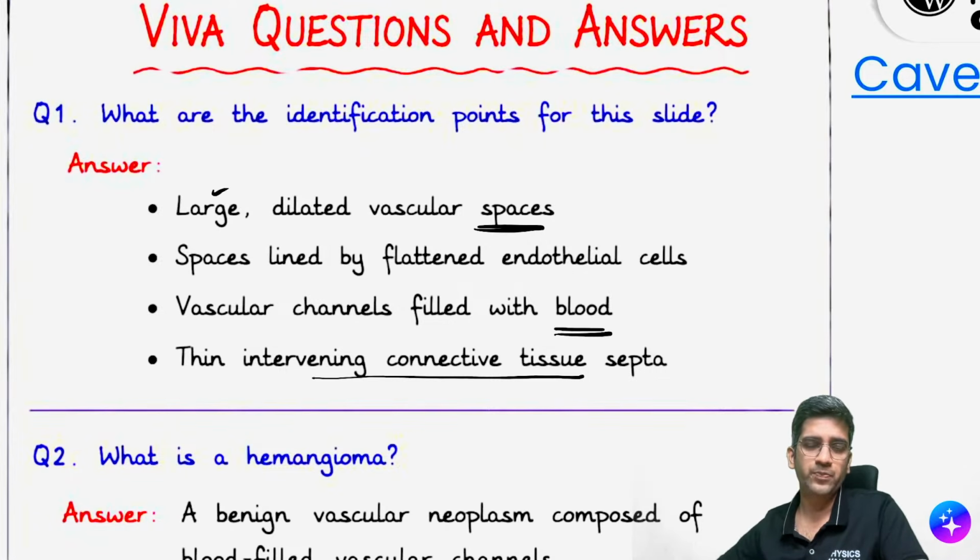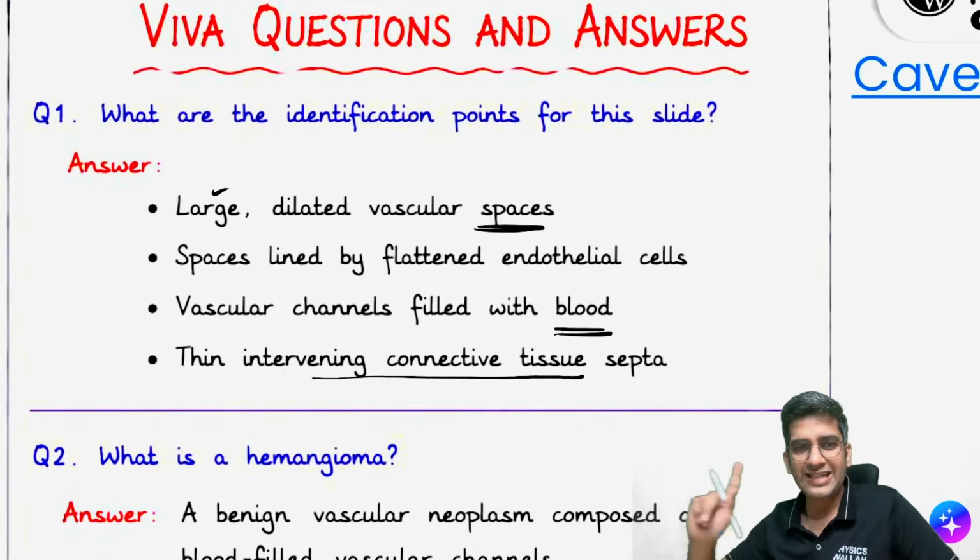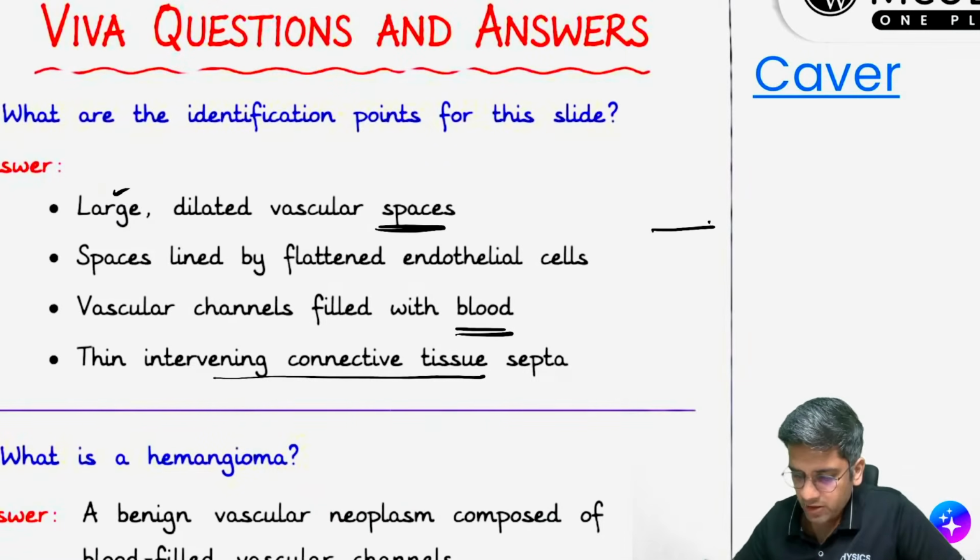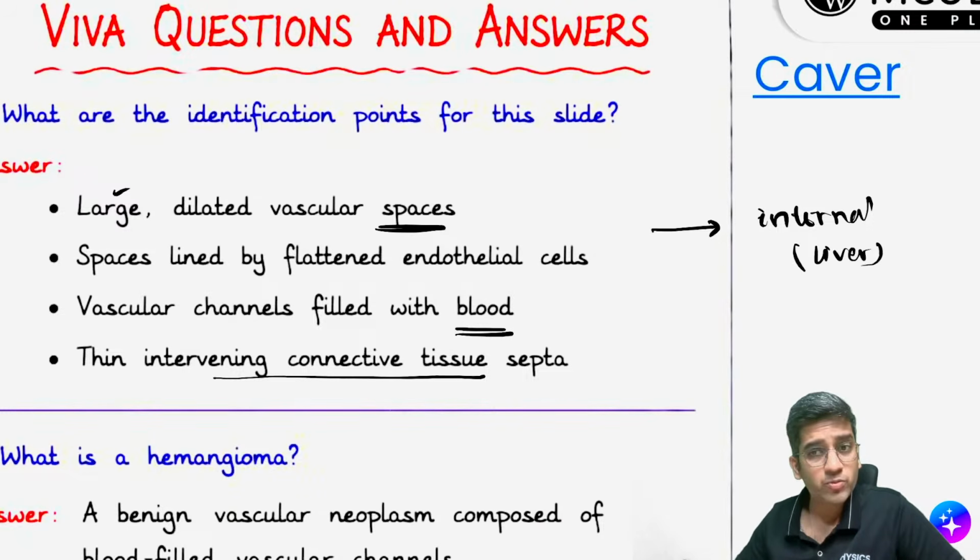If I see cavernous hemangiomas in organs, what will I think of? Will I think of sporadic or syndromic? If it's syndromic, what syndrome? At least remember one syndrome. Cavernous hemangioma can be seen in internal organs like liver. It's one of the commonest tumors, hemangiomas of the liver, right?